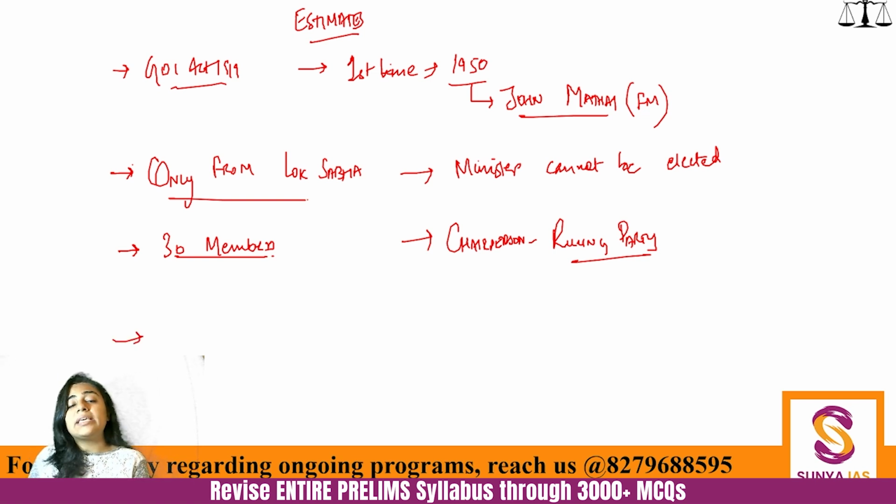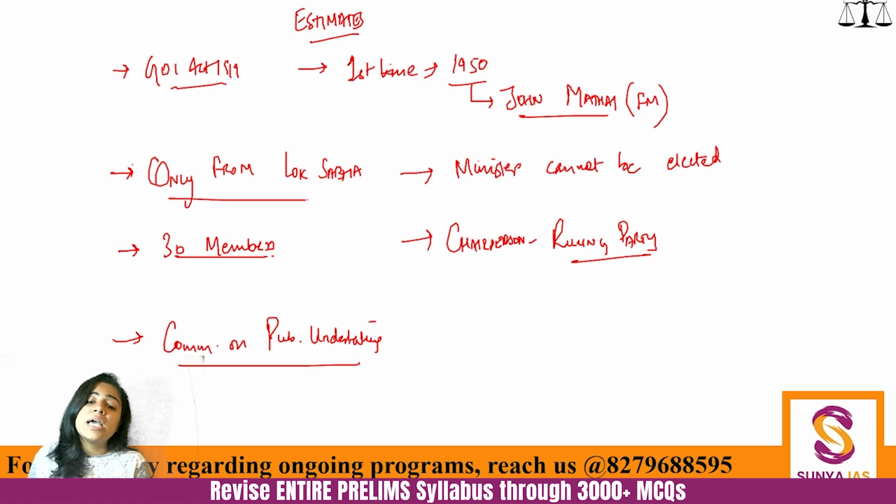Although the estimates committee will keep on recommending that you should have economies of scale, etc., it will not go into the domain of the Committee on Public Undertakings. There is a third financial committee, which is the Committee on Public Undertakings, which sees how these public undertakings are functioning and how they're not functioning. Estimates committee will not look into them. This is to maintain the workflow and avoid duplication.